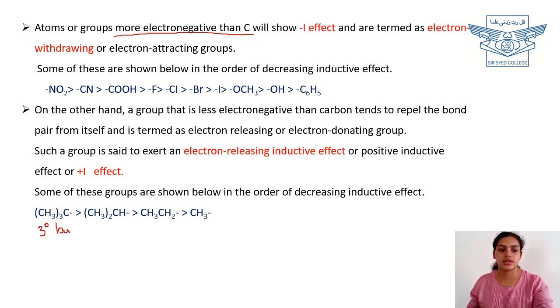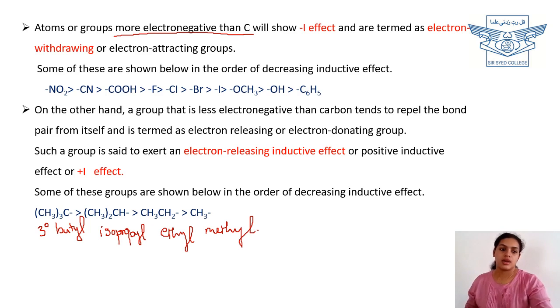This group is tertiary butyl, and this one is isopropyl, and here is ethyl, and the last one is methyl. In the case of tertiary butyl, there are 3 alkyl groups; in the case of isopropyl, there are 2, and then ethyl and methyl. So this is the decreasing order of groups having a positive inductive effect, plus I effect.